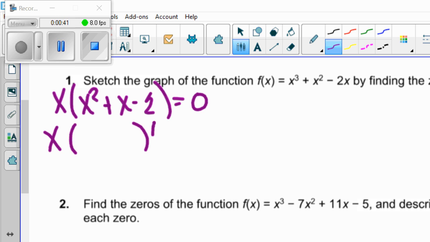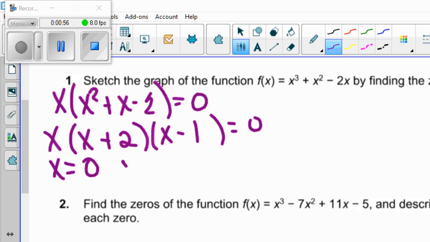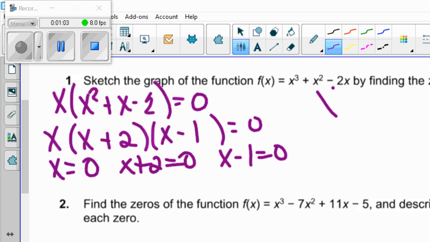So two sets of parentheses. I get x and x. What can I multiply together to get negative 2, but add to get a positive 1? That's going to be a positive 2 and a negative 1. So each of these will give me a 0. So set each of these equal to 0. x equals 0. x plus 2 equals 0. x minus 1 equals 0. So then I get x equals 0, x equals negative 2, and x equals positive 1.